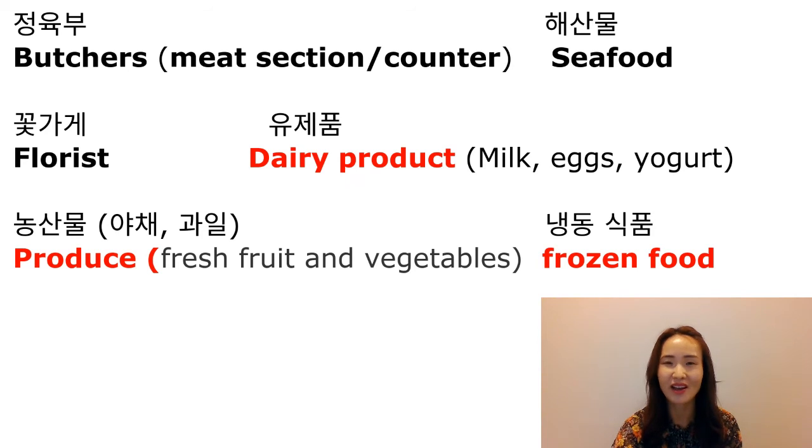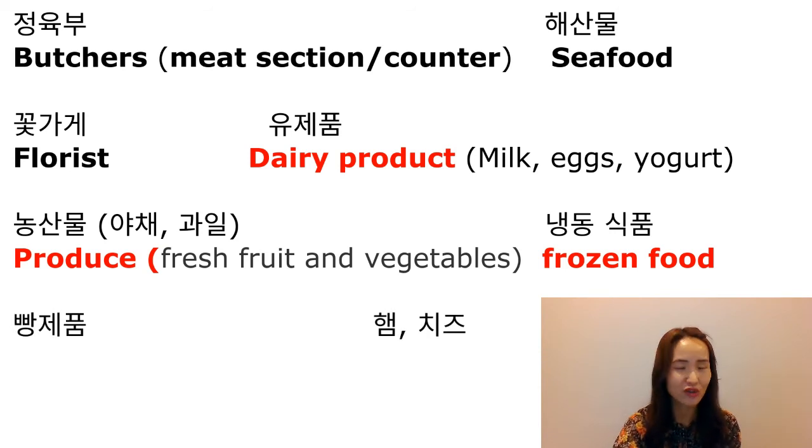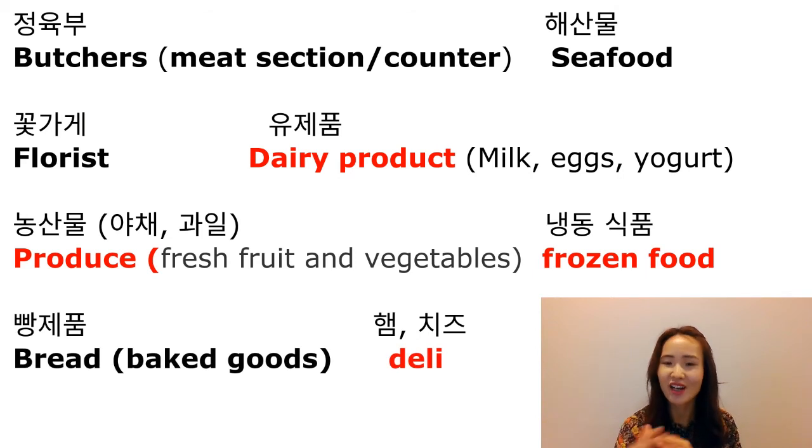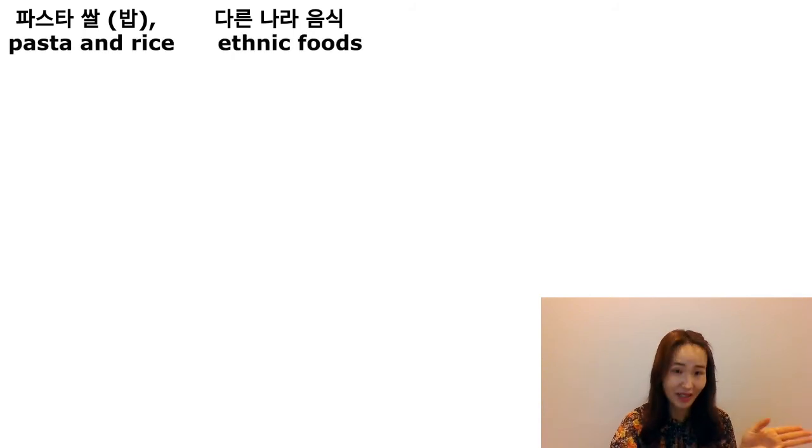Okay, and if you want to buy frozen pizza or frozen fries, you have to go to the frozen food section. If you want to buy bread, muffins, and pastry, you have to go to the baked goods section, right? Bakery. And if you want to buy fresh ham and cheese in a US supermarket, grocery market, there is a deli section. Okay, so in the deli section, you can ask for how much ham, how much cheese you want. Okay, that's bread, baked goods, and deli. Okay, got it. So those are the sections. Also, if you want to buy rice or pasta or noodles, right? You go to the pasta section.